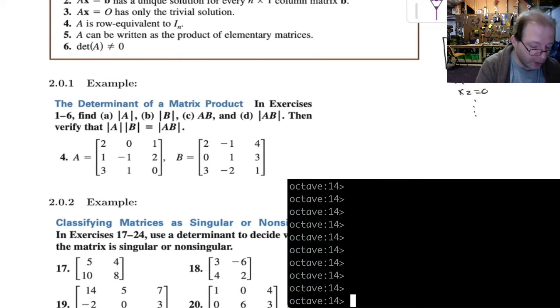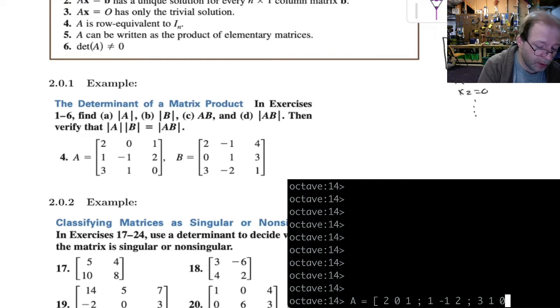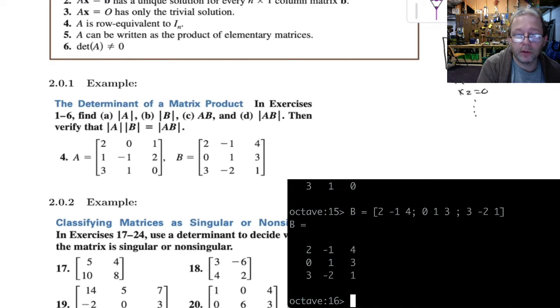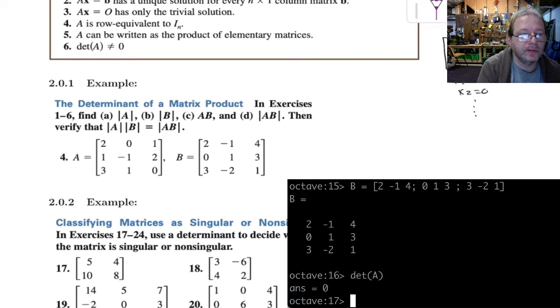Let's see. So if I put in A is 2, 0, 1, 1, negative 1, 2, and 3, 1, 0, and B is 2, negative 1, 4, 0, 1, 0, 1, 3, and 3, negative 2, 1. We've got that. So the determinant of A is 0.